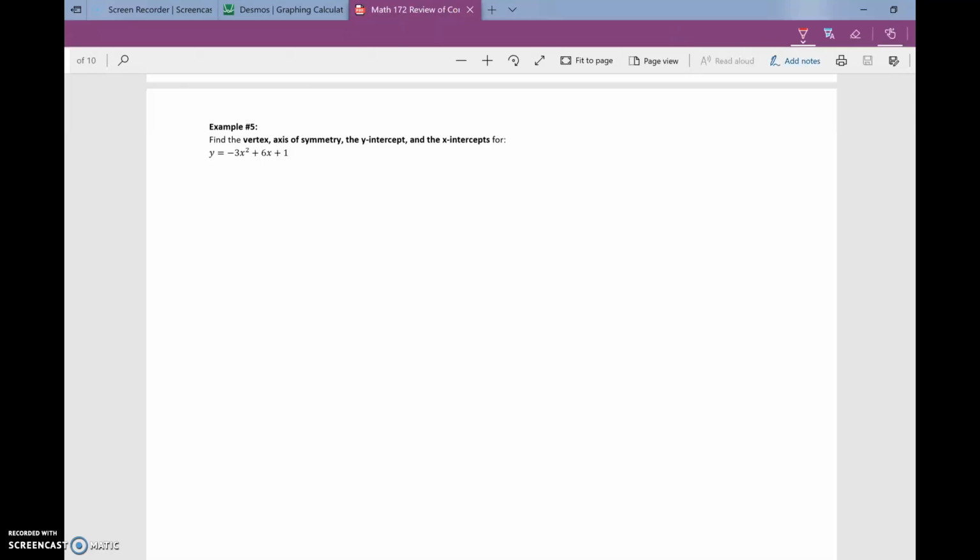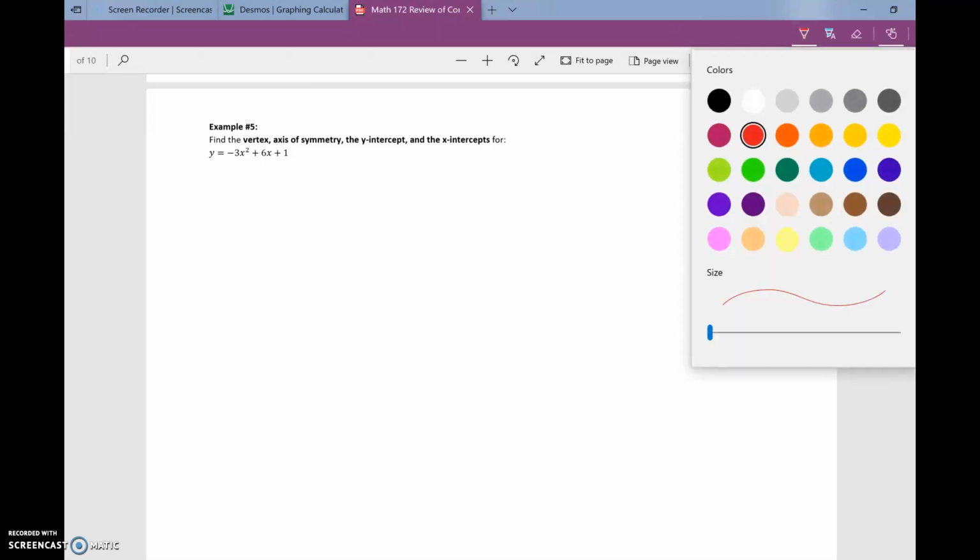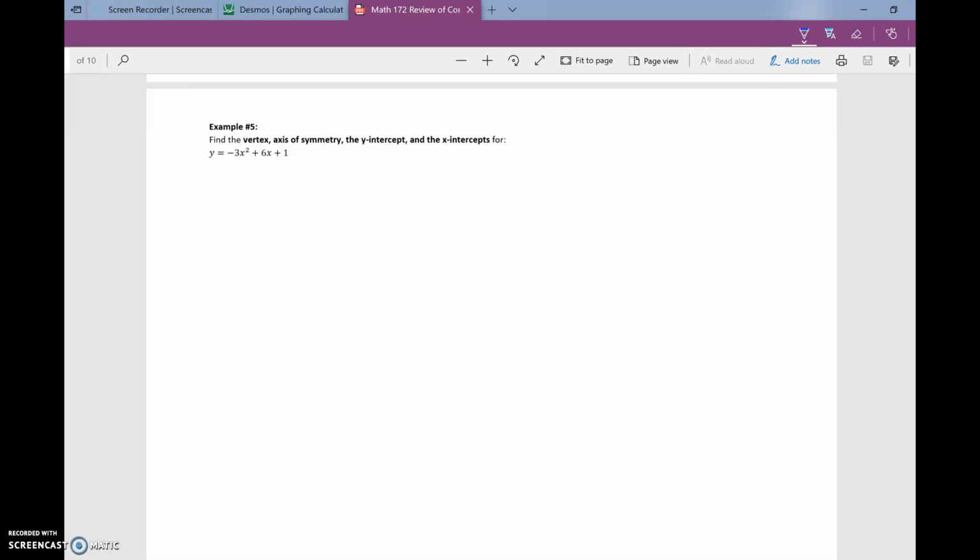Hi class, let's take a look at example 5. And in example 5, they actually want a couple of items. Let me start with the easiest one to actually find, and this is going to be the y-intercept. So the y-intercept is going to occur technically when x is equal to 0.